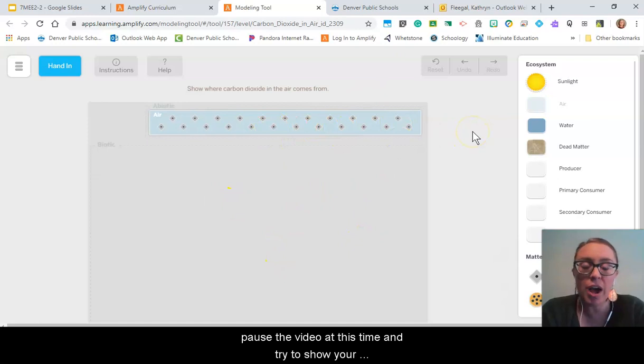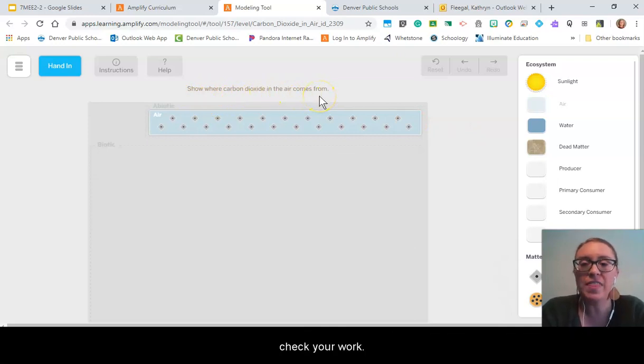So if you'd like, go ahead and pause the video at this time and try to show your understanding of where carbon dioxide in the air comes from on your own model, and then come back to check your work.